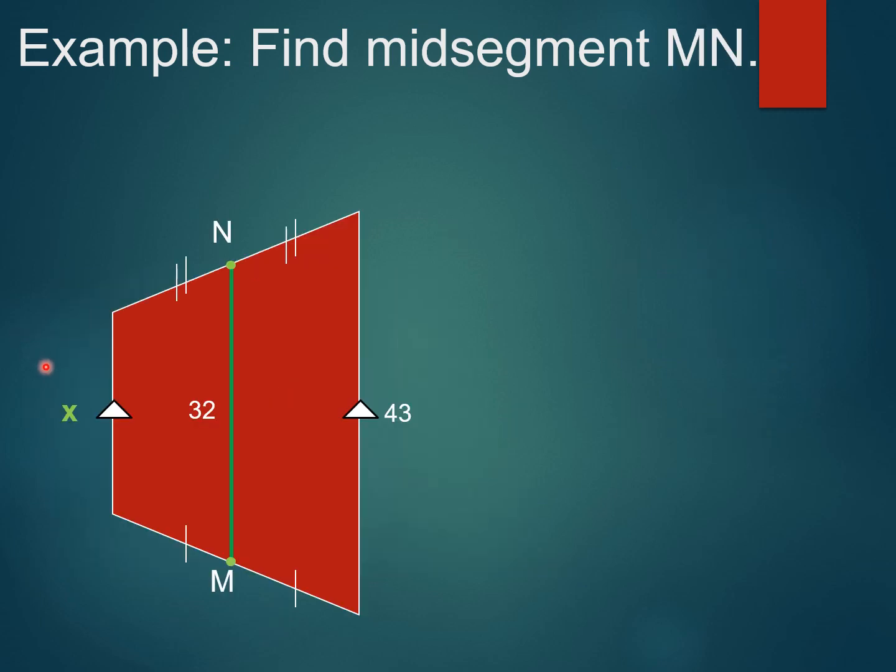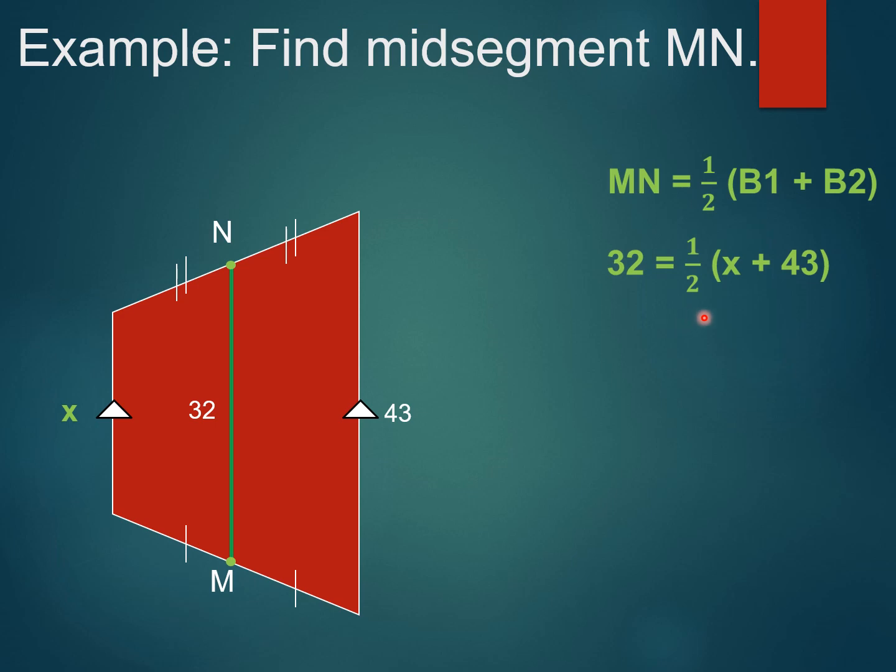Find mid-segment MN. Our given figure here is an isosceles trapezoid, and the missing term now is base number 1. So we can write a formula here: MN, our mid-segment, is equal to one half times the sum of base number 1 and base number 2. Then we substitute the values of the known terms. So we have the mid-segment MN, 32, is equal to one half times X, the value of base number 1, plus 43, the value of our base number 2.